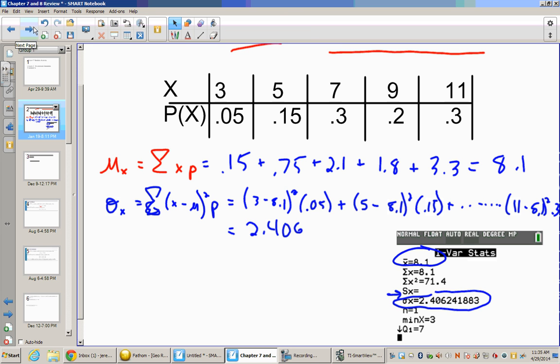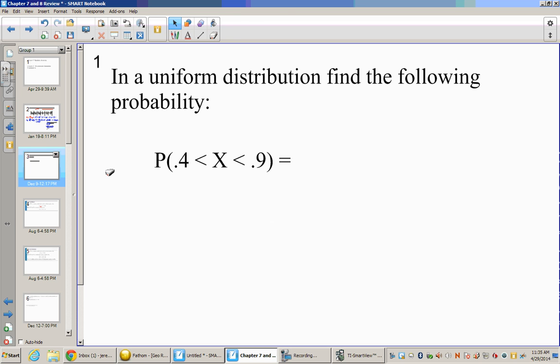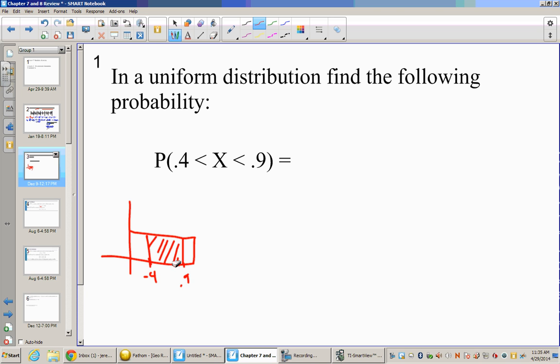All right. In a uniform distribution, keep in mind a uniform distribution is one that goes straight across. It goes from 0.4 all the way to 0.9. And if they don't tell you, a uniform distribution will go from 0 to 1. So from 0.4 to 0.9, that takes up half of the distribution. So this probability will be 0.5.